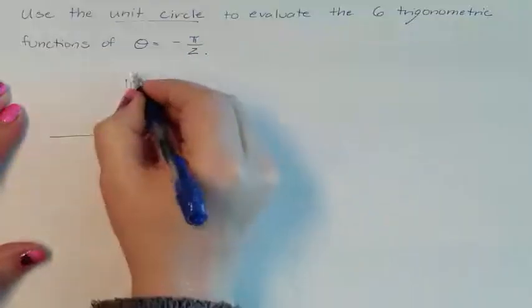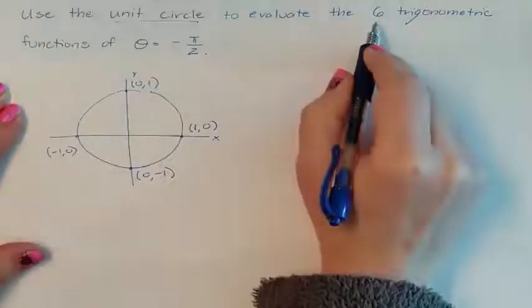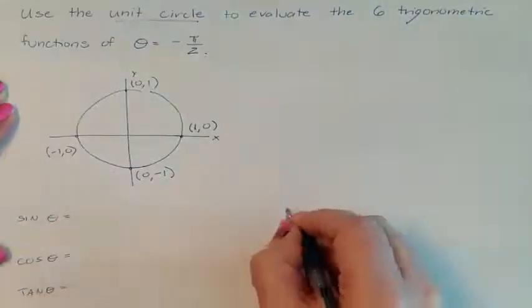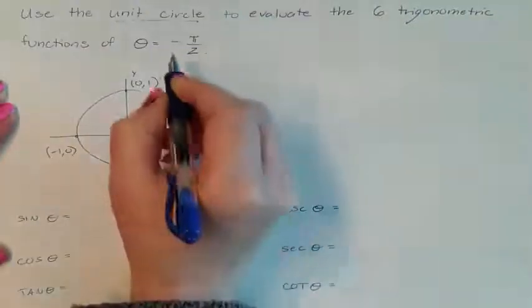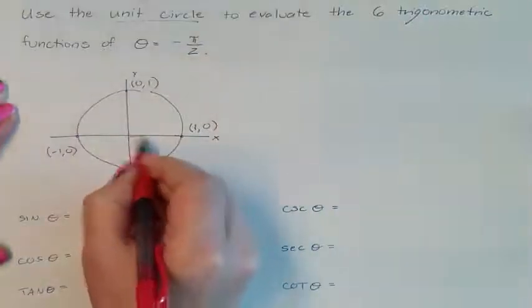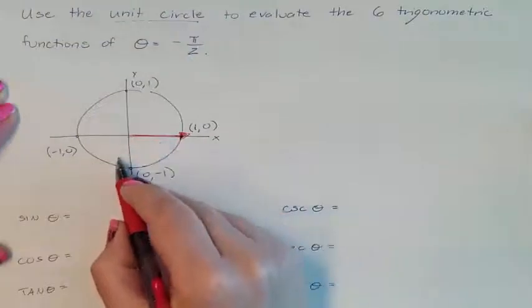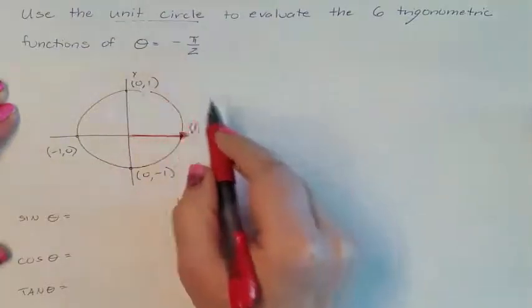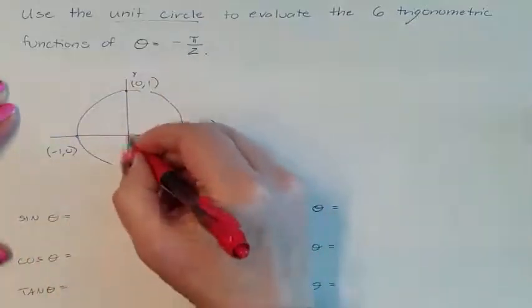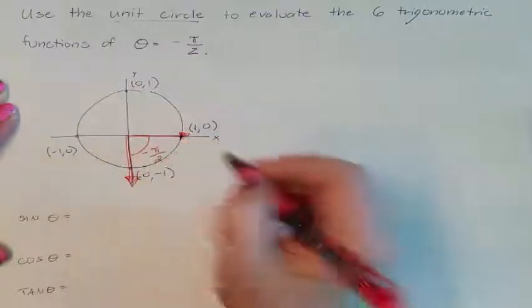So we're being asked to use the unit circle, so we need to draw a unit circle so we could actually use it. I need to do 6 trig functions, so my 6 trig functions. And now I need to find out where theta is negative pi halves. So here's always our starting side. Negative meant I need to go backwards, so I need to go this way. Pi halves, I remember that half of the circle was pi. So pi halves would have been half of that half, which would have taken me right here. So here's my negative pi halves.